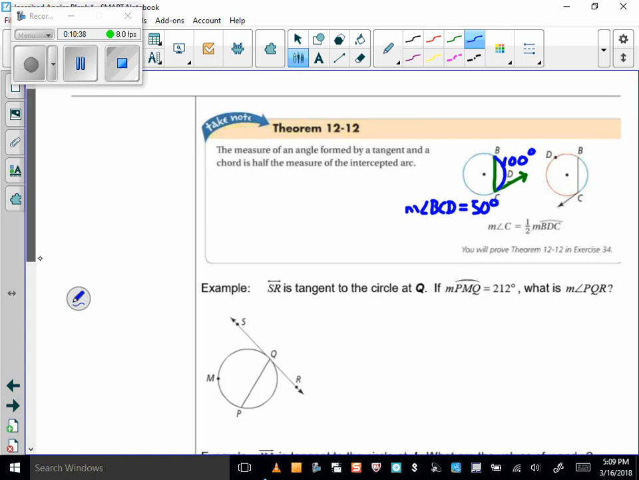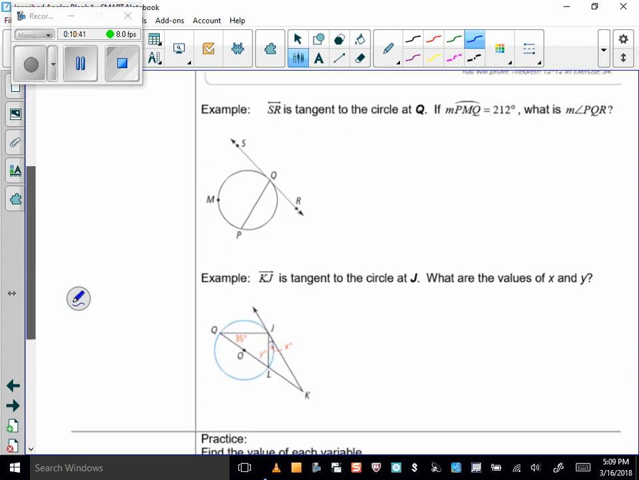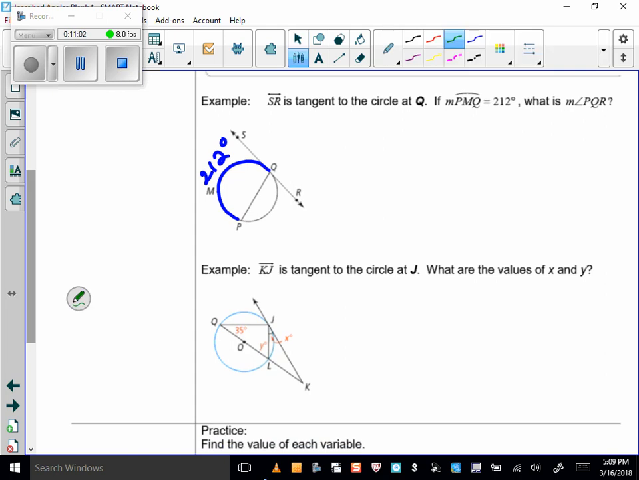So let's do some more examples. SR is tangent to the circle at Q. If the measure of arc PMQ, I like to have colored pencils for this little unit so I can highlight my arcs, so if this is 212, what is the measure of angle PQR? Oh, so here's the angle I'm looking for, right?